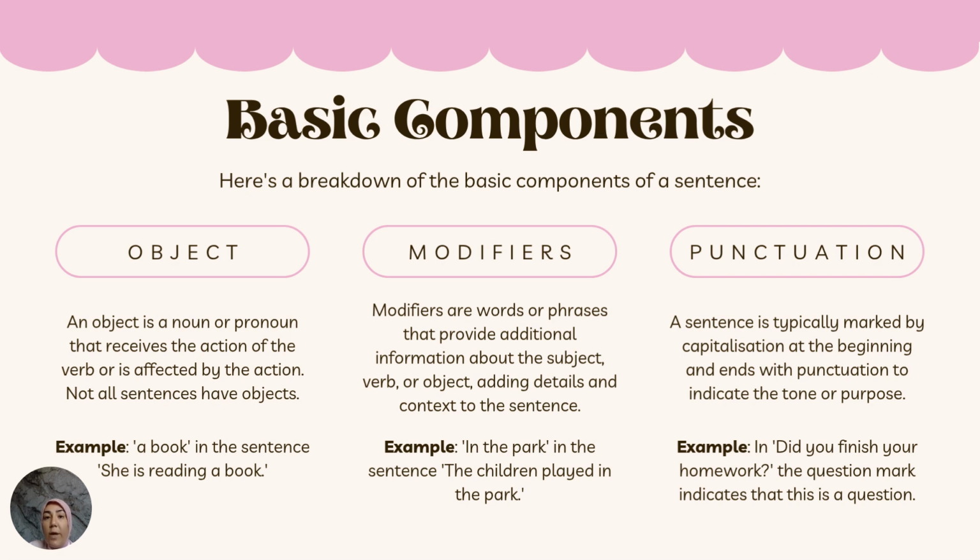Modifiers are the words and phrases that provide additional information about the subject. It may show the place where the action happens, or it may show the time, it may show the state in which, how the action happened, and etc. And modifiers are usually expressed by adverbs. Punctuation. A sentence is typically marked by capitalization at the beginning and ends with punctuation marks to indicate the tone or purpose. And there are different punctuations like question mark, exclamation mark, full stop, comma, colon, semicolon, and etc.